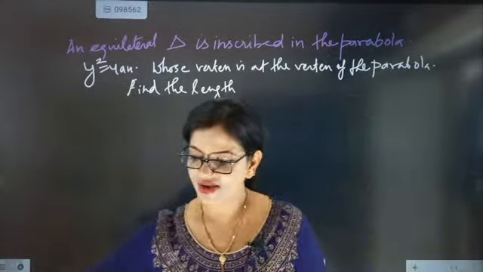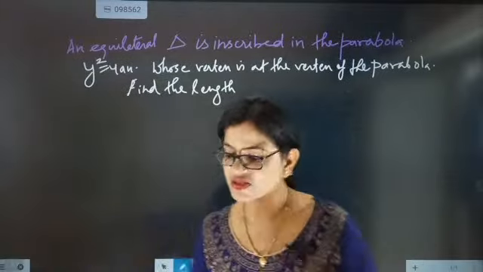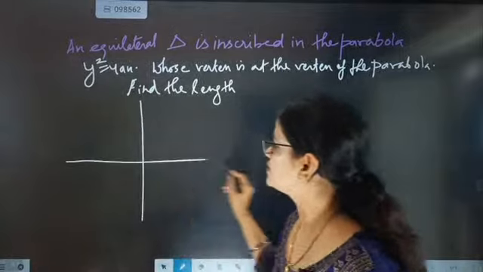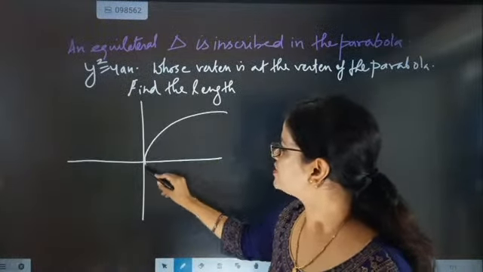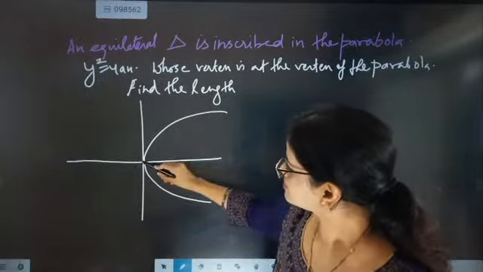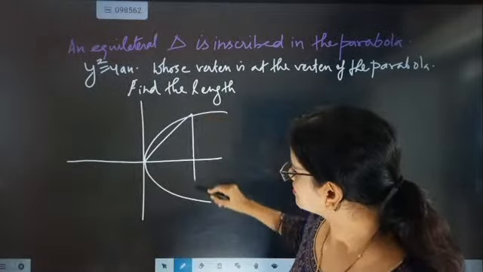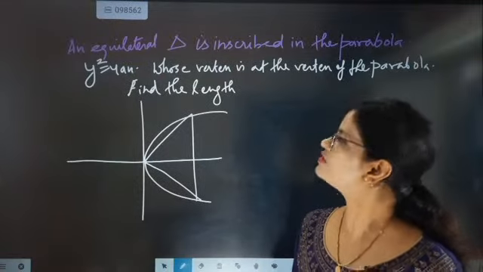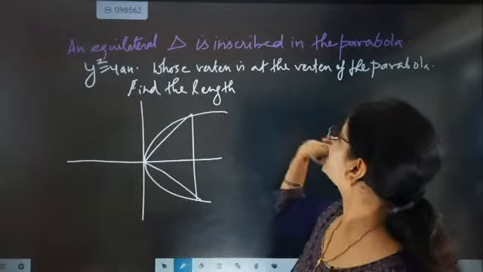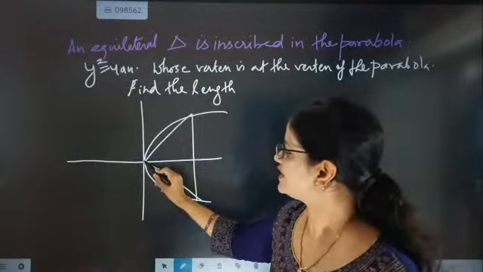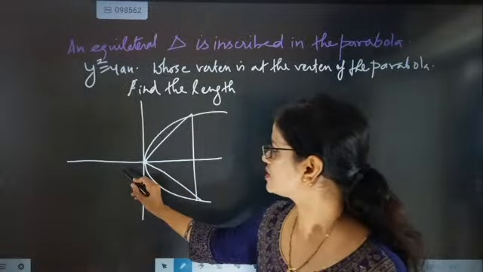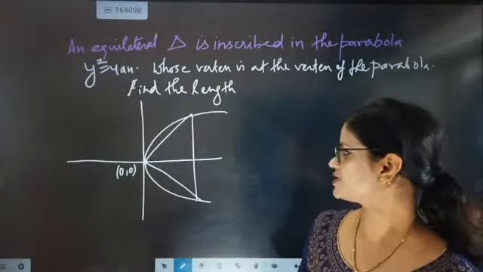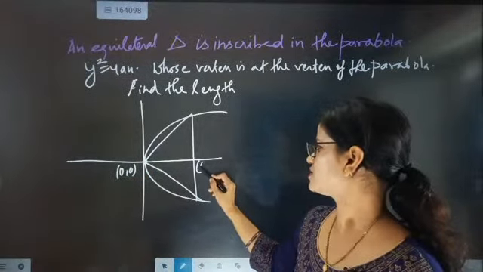An equilateral triangle is inscribed in the parabola. Inscription means what? Nothing. Our standard parabola is looking like this. I think because they have given whose vertex is at the vertex of the parabola. Vertex of the parabola is this. y square equal to 4ax.